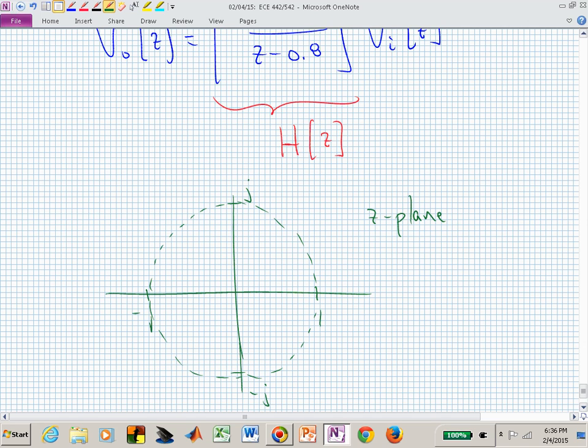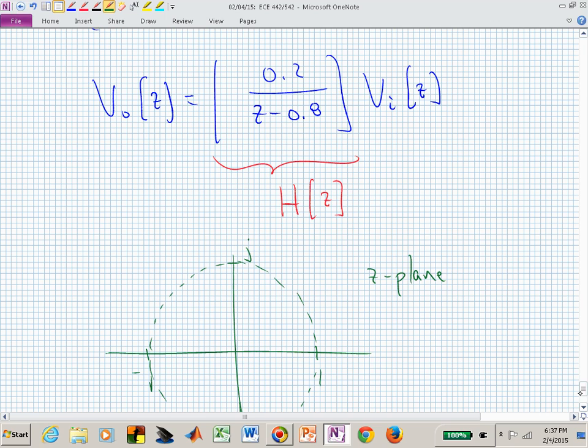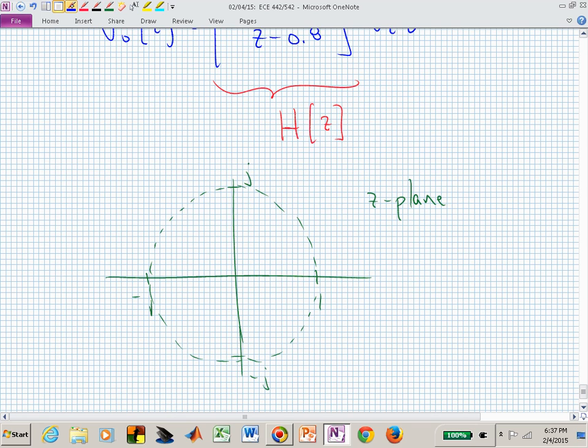I apologize. But where is the pole of our low-pass filter? It's at 0.8, isn't it? Uh-oh, it's in the right half plane. Does that matter? No, it's inside the unit circle. That's what matters, right? It's a stable filter, which is good.